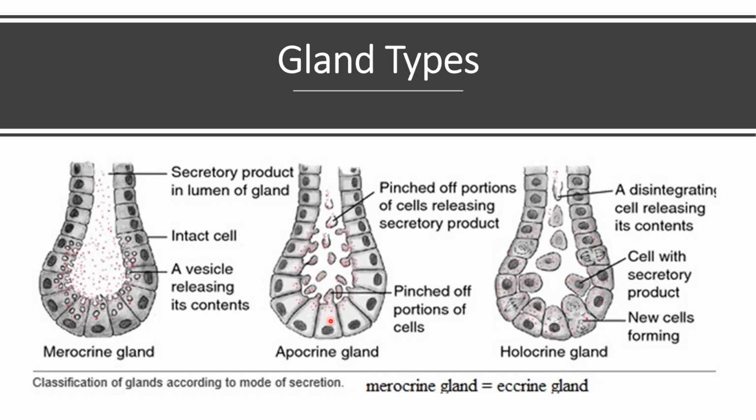Whatever is being secreted is created in the cytosol of these cells, and then the cell membrane pinches and releases off these portions of the plasma membrane. The third one is called a holocrine gland, and in this one, whole cells are released.